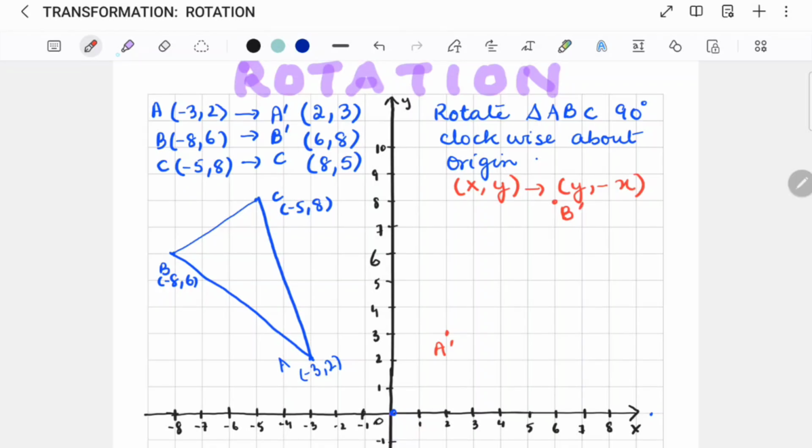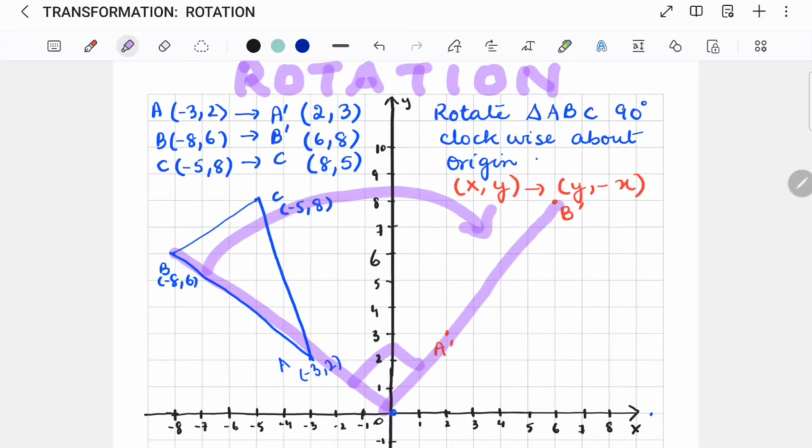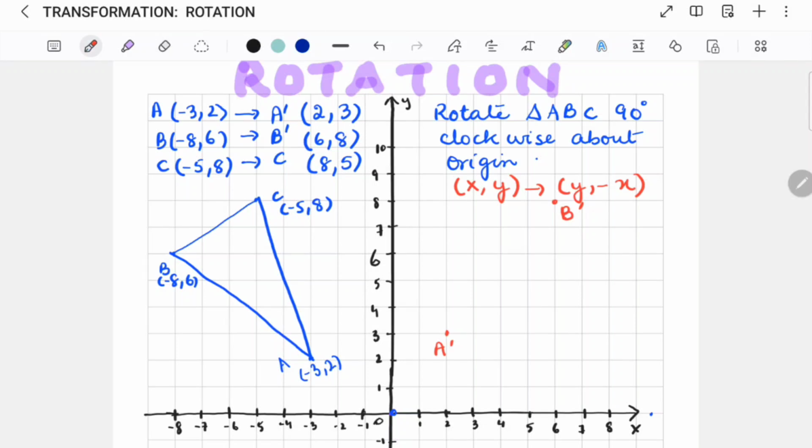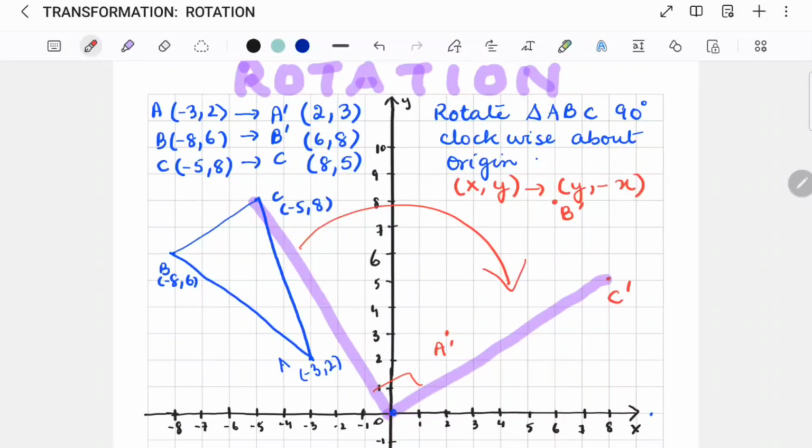Let's check this one as well. This is coming to the origin because it's the center. So this is 90 degrees, and then B comes over there. This is clockwise about the origin, and we have the same length from the center to the object and from the center to the image. Now the third point is (8, 5), which is coming here. Let's check C as well. The length from C to the origin and from the origin to the image must be equal. So that is 90 degrees, and it's clockwise about the origin.